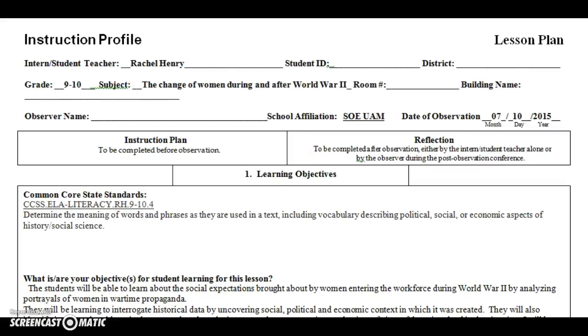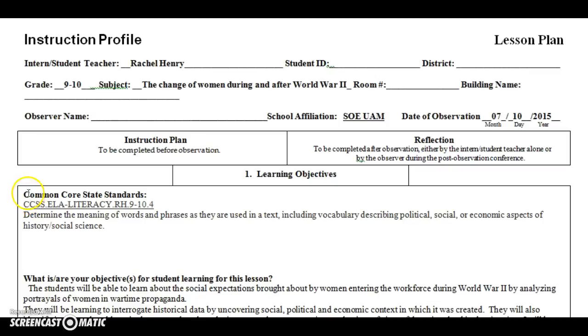My name is Rachel Henry. This is a lesson plan for a 9th to 10th grade class. The subject is the change of women during and after World War II. Today's date is July 10th, 2015.